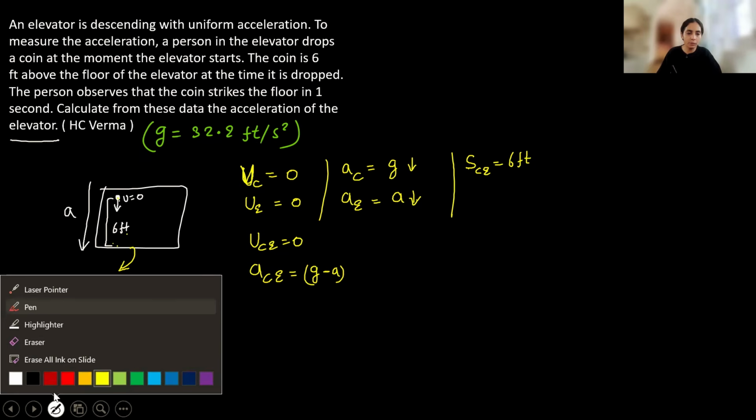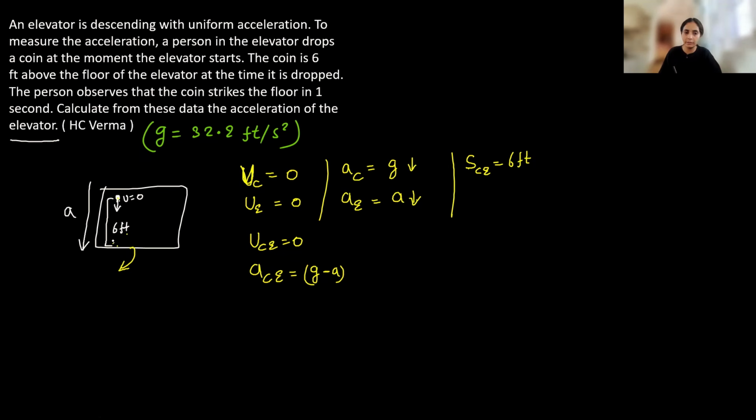Now you have to calculate the time in which it will cover this distance. Okay. So this is the initial separation. And what will be the final separation between the coin and the elevator? That has to be 0. So what is going to be that change in displacement? Magnitude wise, it will be 6 feet. Okay. So let us treat the downward direction as positive. So 0 minus of minus 6 feet. That will give you 6 feet. So far you are familiar with that sign convention, right?